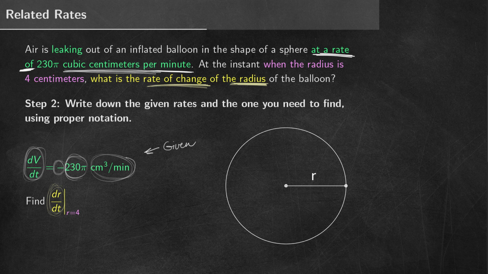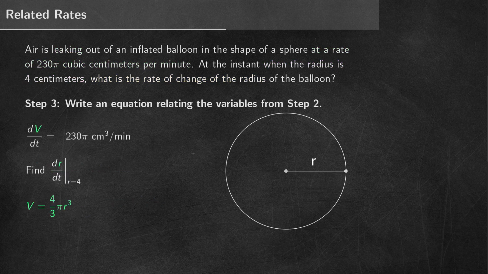And that's the part that's highlighted here in purple. When the radius is 4 centimeters, find the rate of change of the radius. So when the radius is 4 centimeters, and that's this part of the notation down here. The vertical bar here in my notation means when or at. So I want dr dt when r equals 4. This is the one we're trying to find. So step 2, we write down the rate that we're given and the rate we're trying to find. And we want to do this using proper notation.